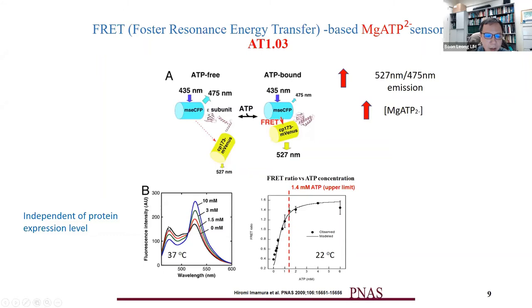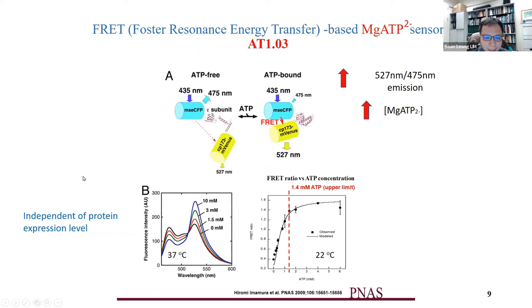If we look at the ratio of these two emissions, we can plot a graph against the ATP concentration. By looking at the ratio, we can see the change in the concentration of magnesium ATP. The advantage of this sensor is that it is independent of the protein expression level. So no matter if it is expressed at different concentrations in different cells or in different organelles, you don't need to worry about the protein abundance.